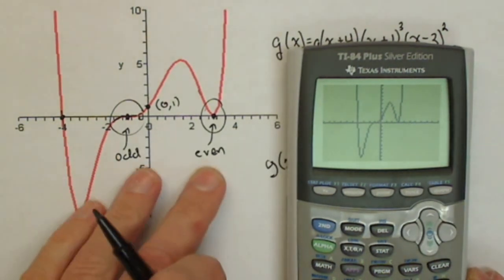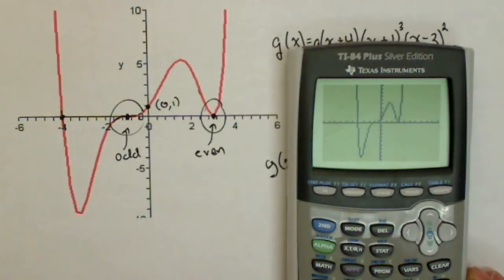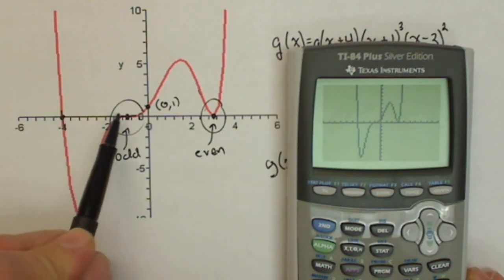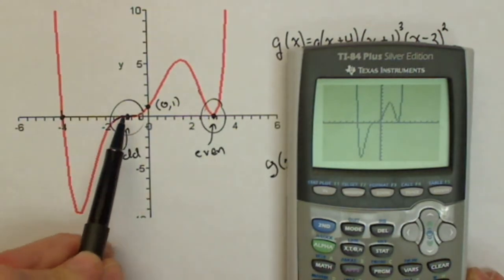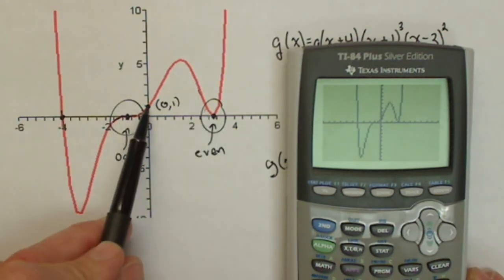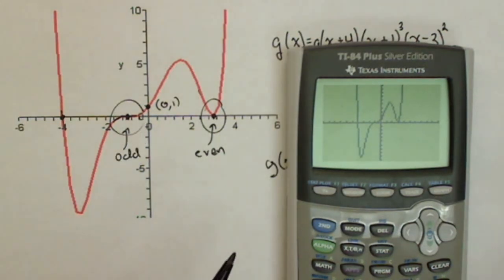Pretty much spot on match for our graph because of the zeros, recognizing that two of them were repeated and whether they were even or odd, and by picking a point that's not on the x-axis.